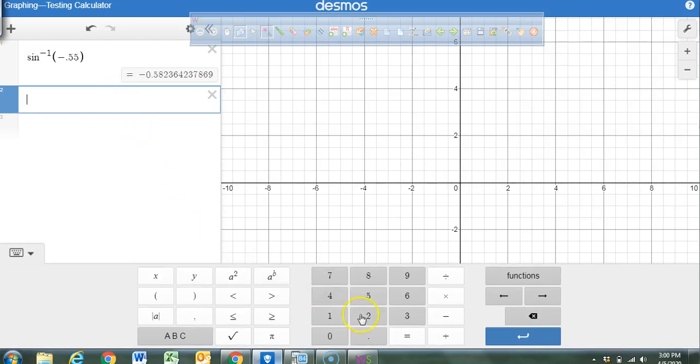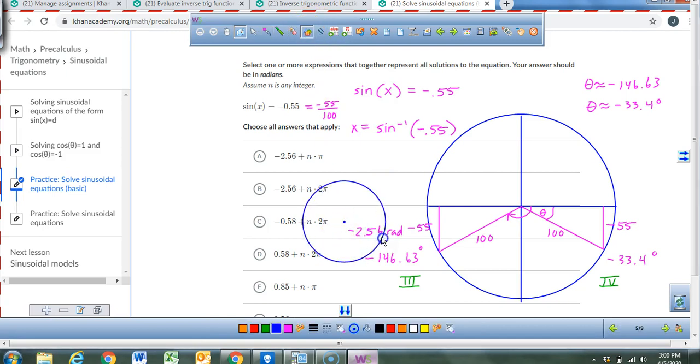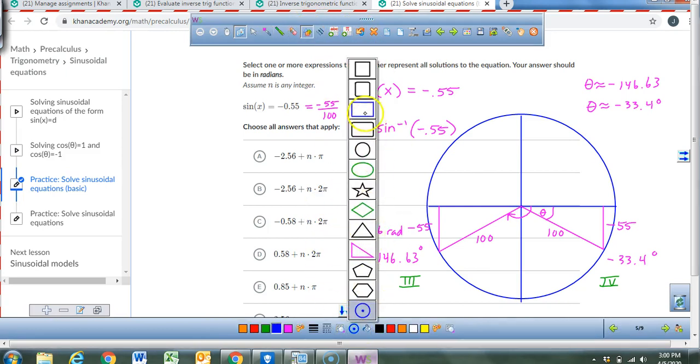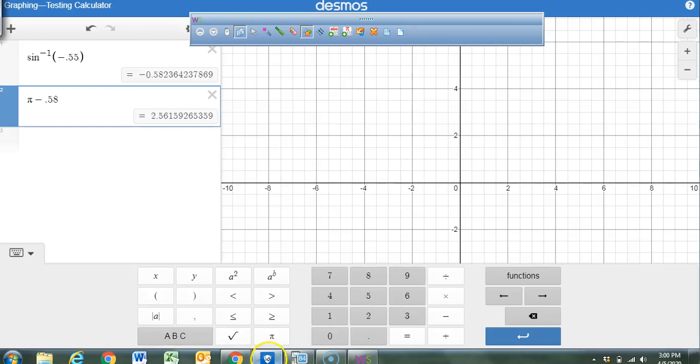Right? So all I'd have to do to find the other answer is take pi, which is 180 in degrees, and take away 0.58. So that puts us also at negative 2.56. So right here in radians, I'm at negative 2.56. And over here, I'm going to put radians, R-A-D, and put a little box around it. There we got negative 2.56 radians, and we're also at negative 0.58.